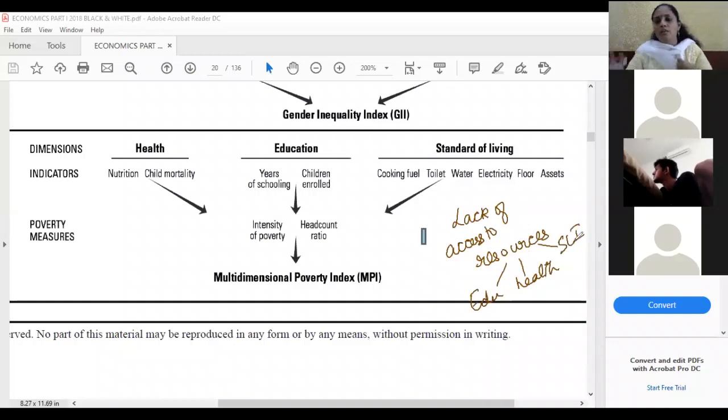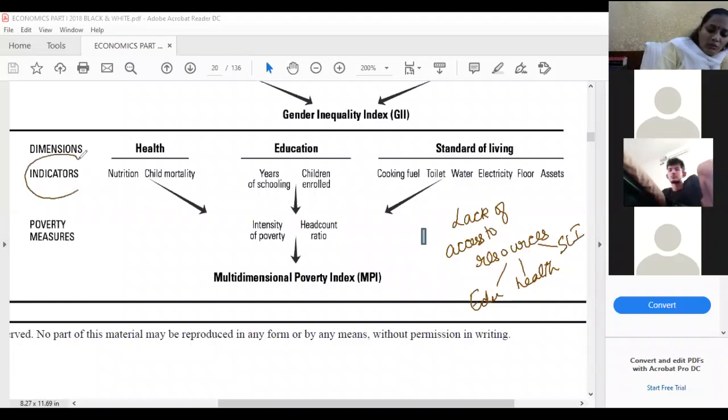When you are talking about education, health, and standard of living, it seems to be the same three dimensions as we discussed in our first indicator, which is called the Human Development Index. But now we are picking up the same dimensions; all the indicators are different. This is what we have to observe here. You can see the indicators.